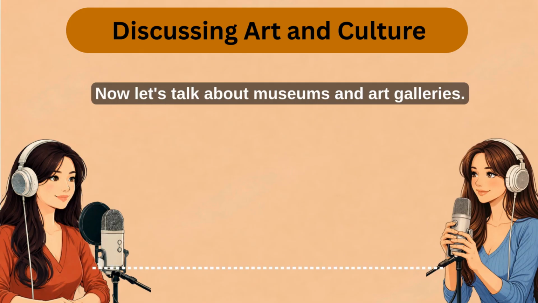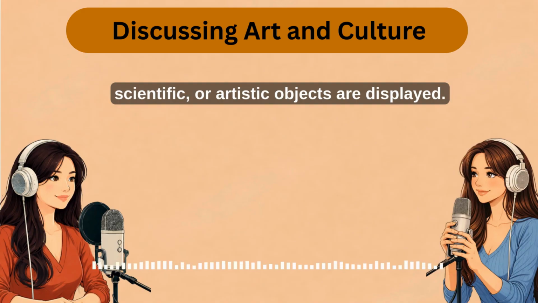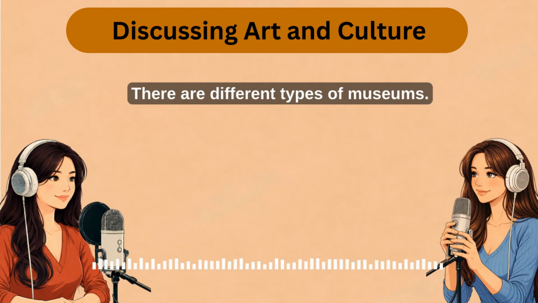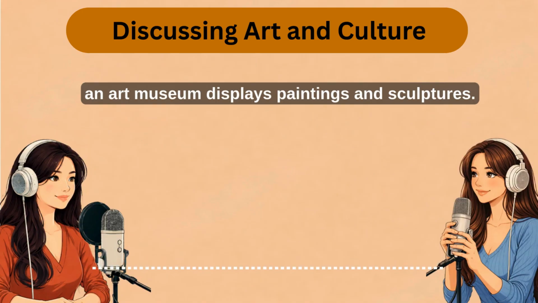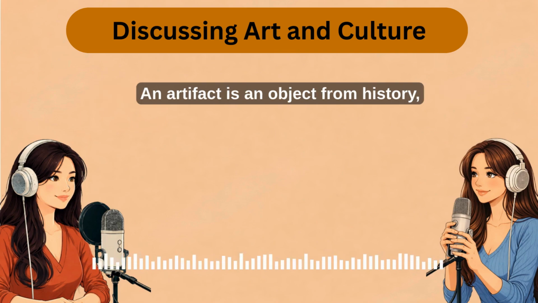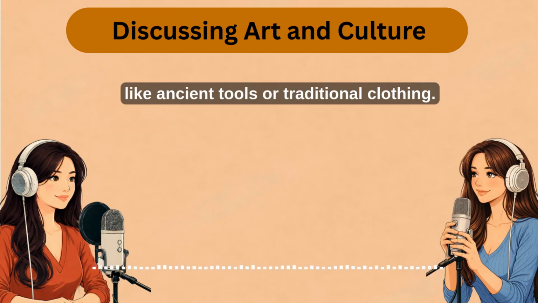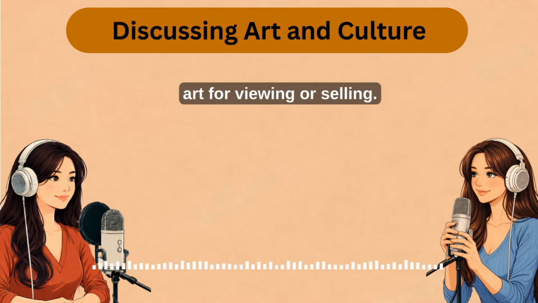Now let's talk about museums and art galleries. A museum is a place where historical, scientific, or artistic objects are displayed. There are different types of museums. For example, an art museum displays paintings and sculptures. A history museum shows artifacts from the past. An artifact is an object from history, like ancient tools or traditional clothing. A gallery is usually a space that displays art for viewing or selling.